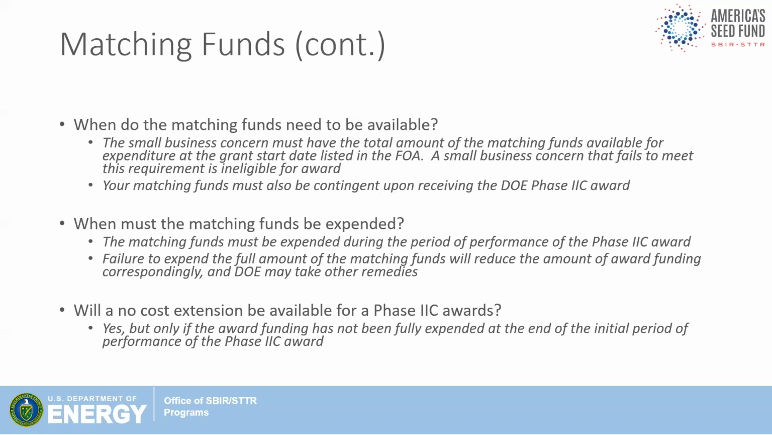The other restrictions of the matching funds: they need to be available at the time you receive your award. They also need to be contingent on receiving your award. Congress put out this program to attract additional private or government funding to your award. So if you already have an investor contributing funds, and that was already essentially awarded to you, that is not an eligible source of matching funds. You must have something that's contingent upon receipt of a phase 2C award from DOE.